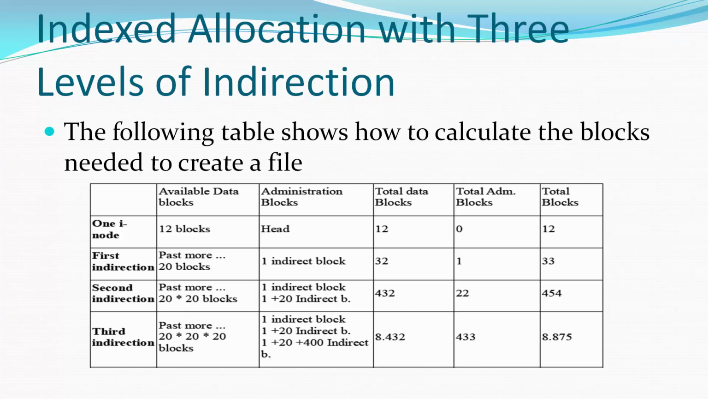So here I have a table. The following table shows how to calculate the blocks needed to create a file. So as you can see, one inode contains 12 blocks. So for example, if there's 13 blocks, then the 13th block will go to the first indirection, and then if it doesn't fit there, it'll go to the second indirection, and so on.